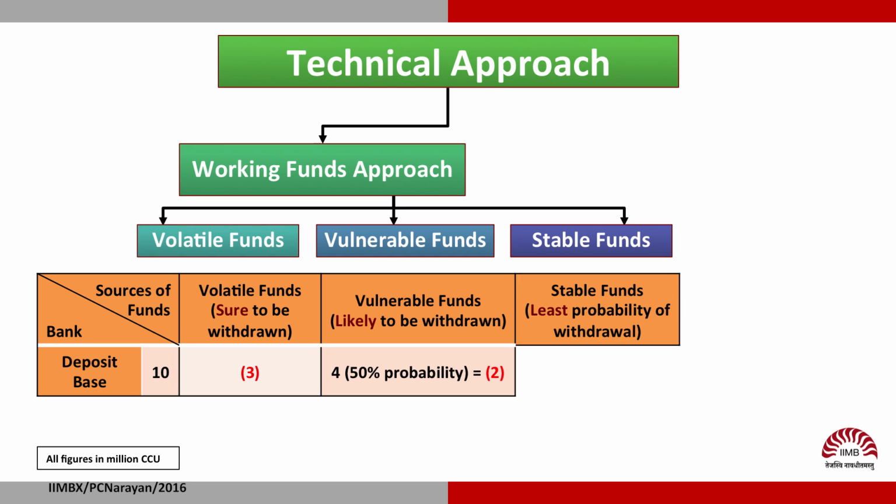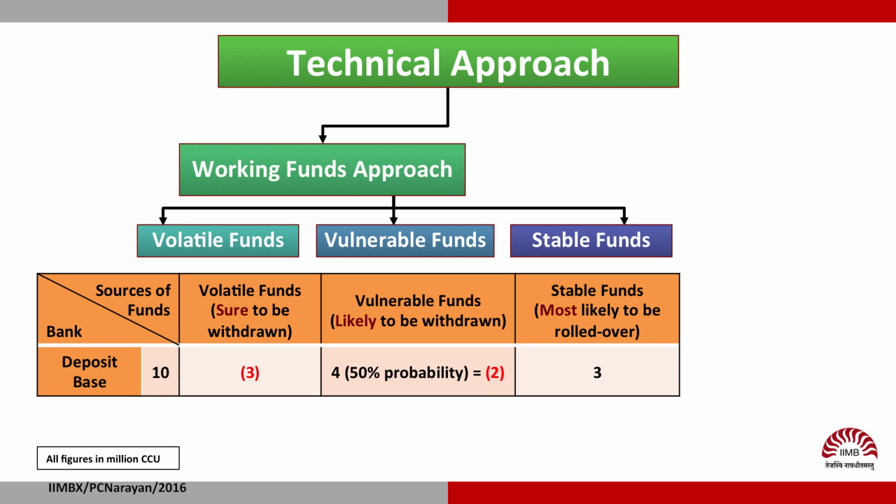Stable funds represent those funds with the least probability of withdrawal when they come up for maturity. In the example that we saw, the 3 million CCU of the 10 million CCU that is remaining can be classified as stable funds and therefore most likely to be rolled over when they mature.